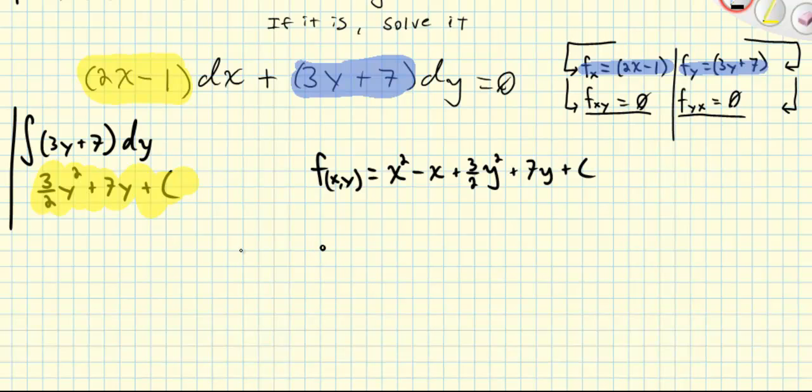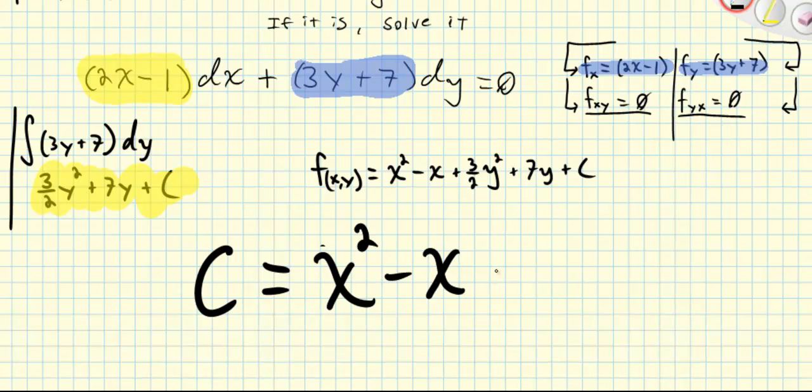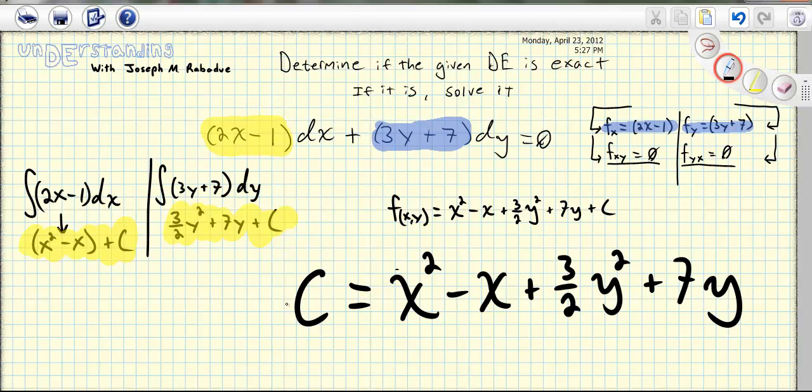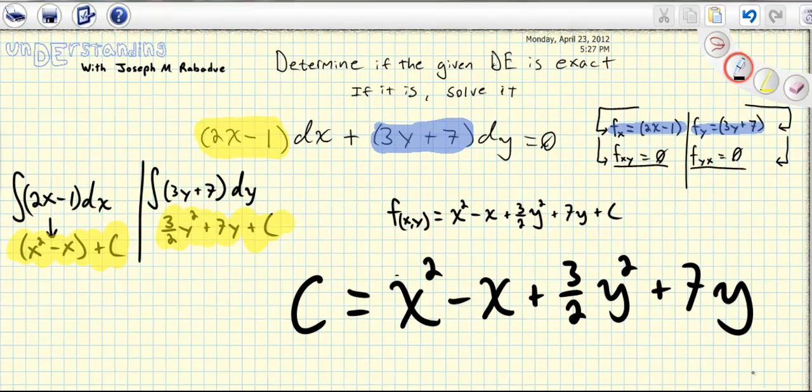Probably what your math teacher is going to expect is c equals x squared minus x plus 3/2 y squared plus 7y. Okay, that's a horrible y, but you get the point. Basically, I didn't have to have a negative c here because you can have a negative constant, which would cancel out anyhow. It doesn't really matter. But this would be your final answer, folks.